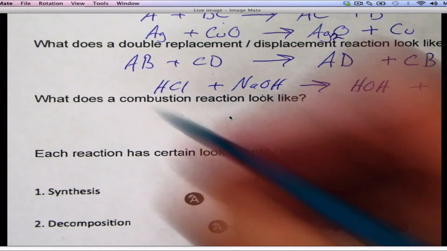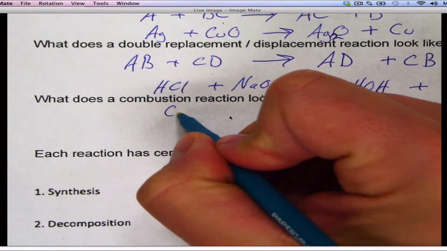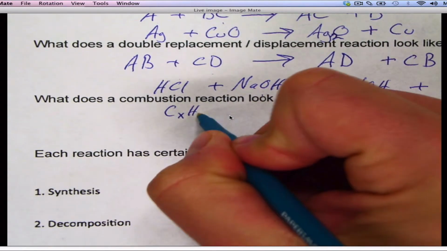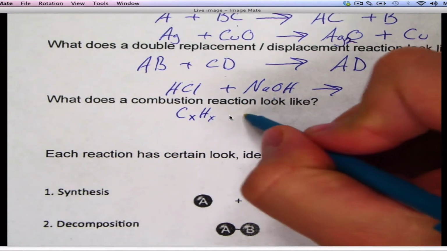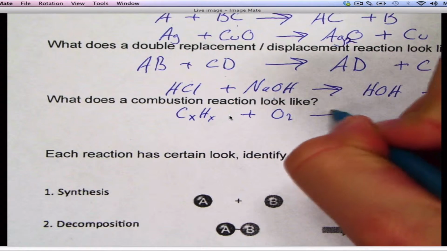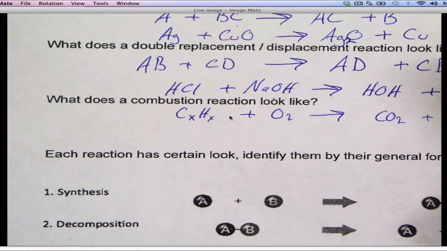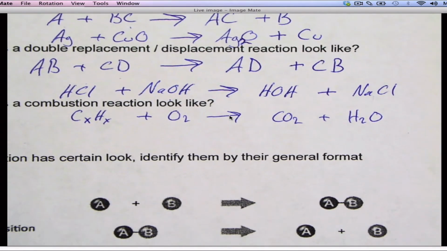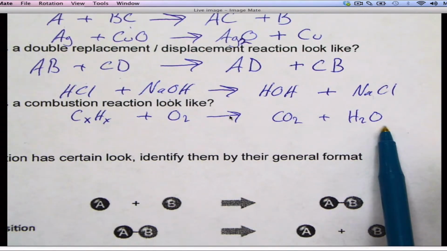And then the last one we're going to talk about is combustion reaction. Well, what's a combustion reaction? General form, it's going to be usually any amount of hydrocarbon, which means it has carbon and hydrogen in it, and it's going to react with oxygen to make carbon dioxide and H2O. So this is the general form of combustion reaction. It could be tweaked a little bit, but it's really something reacts with oxygen to make carbon dioxide and water. Those are your telltale signs.